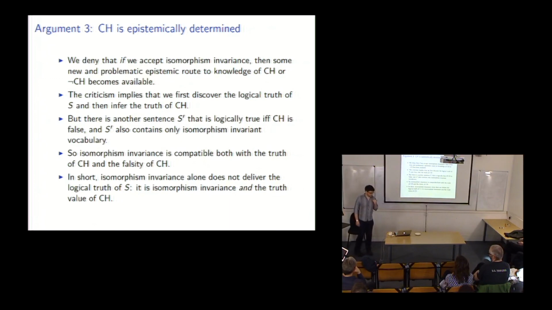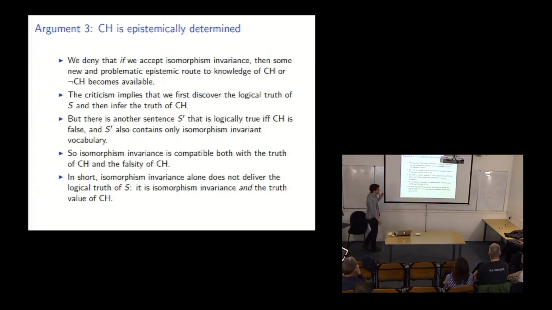And that's because we're denying that if we accept isomorphism invariance, there's some new and problematic epistemic route to knowledge of the continuum hypothesis or its negation. And the reason for that is, remember that there's another sentence out there, S primed, that I flagged at the beginning. So that's going to be the sentence that's logically true just if the continuum hypothesis is false. So S is logically true just if the continuum hypothesis is true. S primed is logically true just if the continuum hypothesis is false. S primed also contains only isomorphism invariant vocabulary, only logical constants of second order logic.